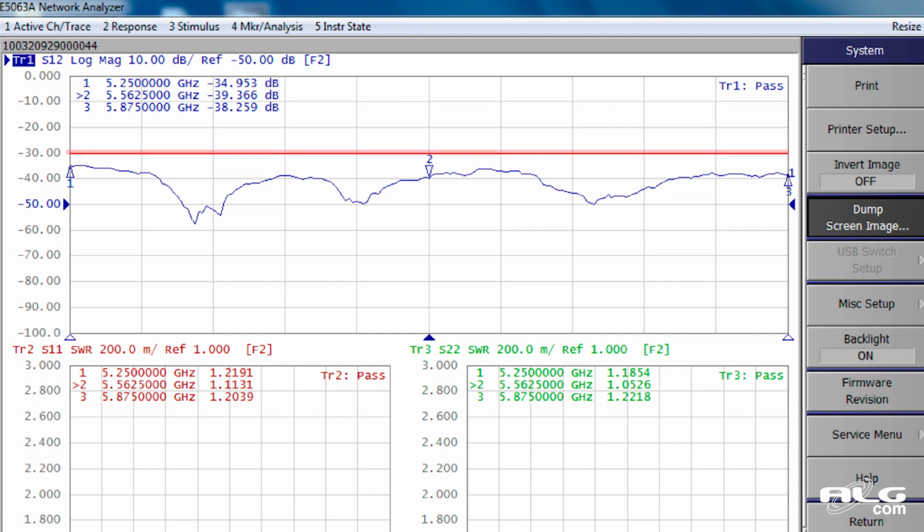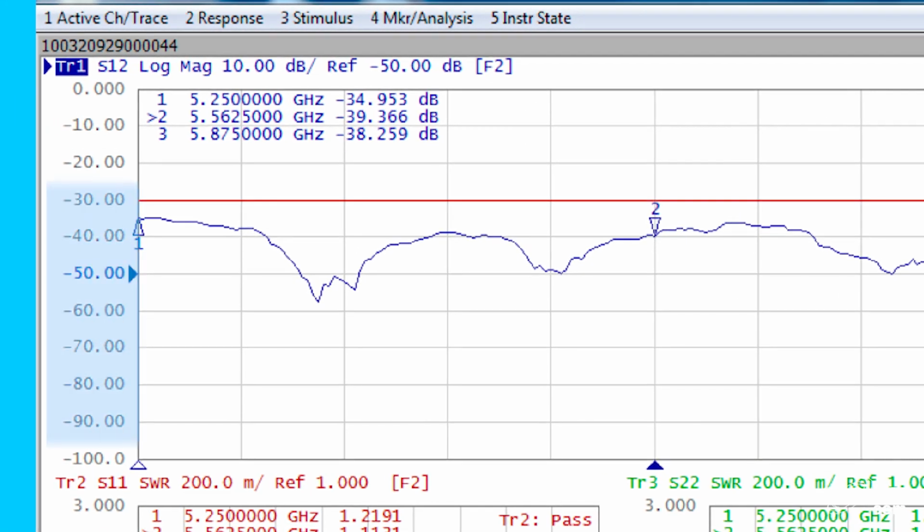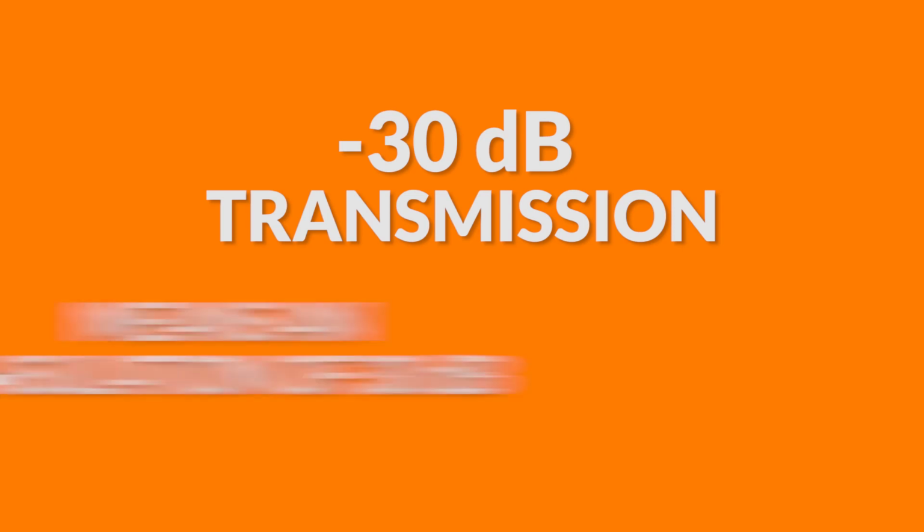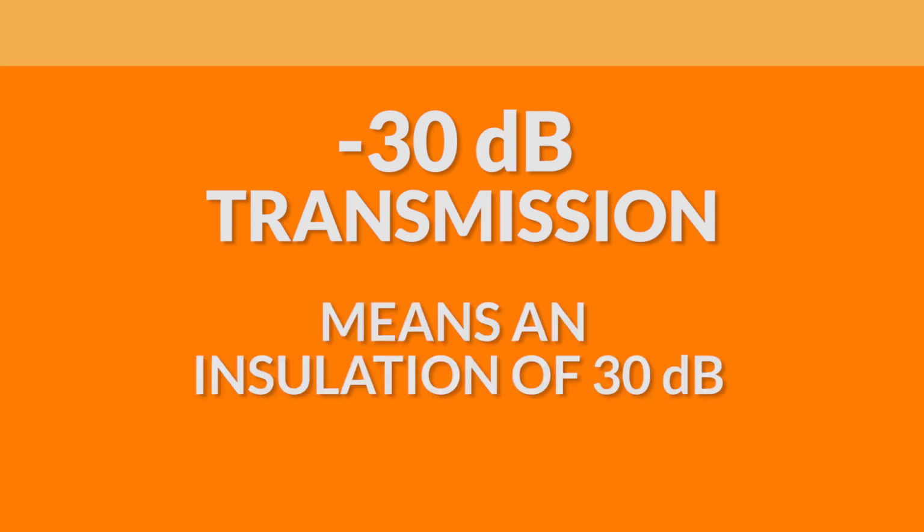In the red line of the graph, we observe the limit set by ALGCOM, and we can note that the values are excellent. You may be wondering, why are the graph values negative? Our vector network analyzer measures transmission, so the values shown are negative. A minus 30 decibels transmission means 30 decibels isolation.